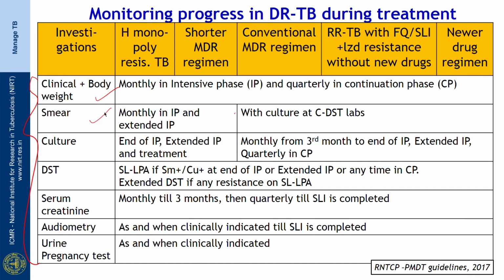Sputum smear has to be done monthly in the intensive phase and for extended intensive phase for H mono polyresistant TB and shorter MDR regimen, and for the other regimens along with culture at the culture DST labs.